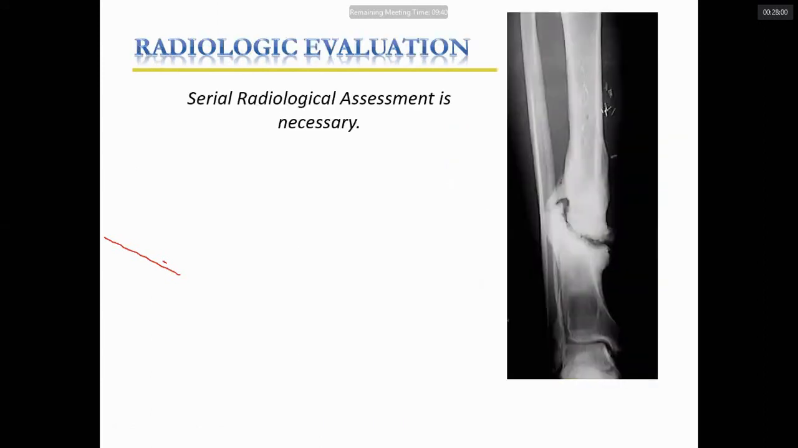So what do we look for in the X-ray? A serial radiological assessment is necessary. You cannot label it as non-union on a single X-ray, because our definition says there should be no signs of union in the last 3 months. So for the last 3 months, you should have one or two consecutive X-rays to label it as non-union.